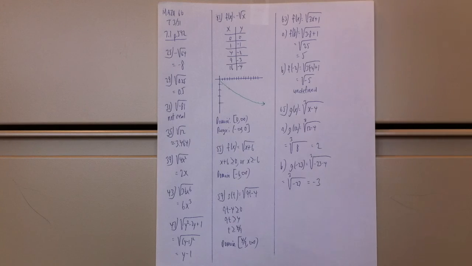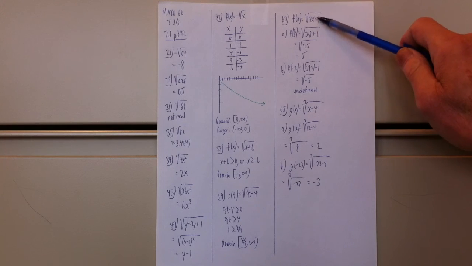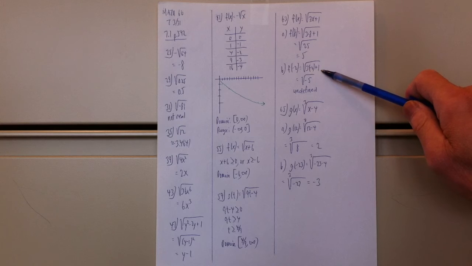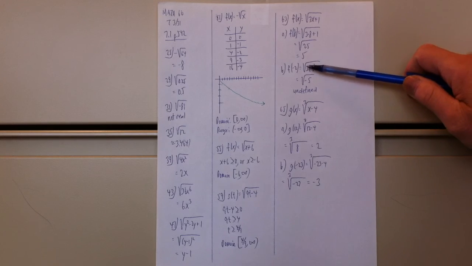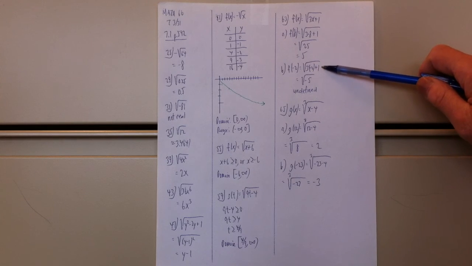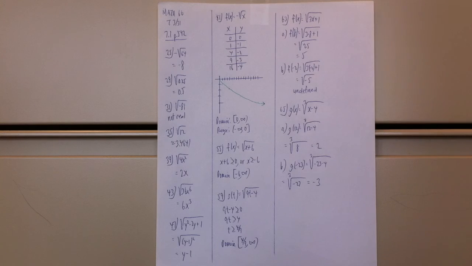They want f of -2. So I plug in -2, square root of 3 times -2 plus 1. 3 times -2 is -6. Add 1, it's -5. I'm taking the square root of -5, which for now we will call undefined. Now later on in this class, we actually will tackle the square root of some negatives, but we're not there yet. So for now, we will just say undefined.